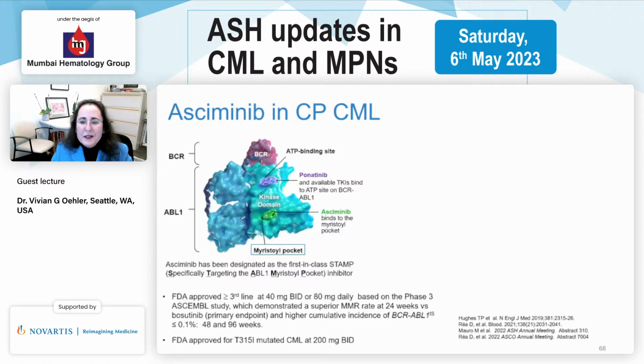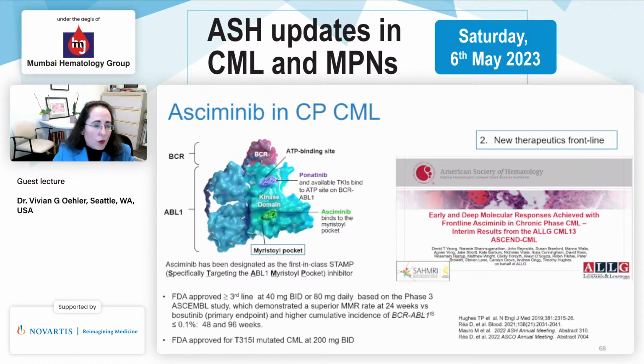So to close this talk, I'd like to briefly talk about some new therapeutics frontline. In the US and the EU, asciminib has been approved in the third line and beyond, and for T315I mutated CML. Asciminib has a novel mechanism of action. As shown in the green, it binds to the myristyl pocket rather than the ATP binding site, which is shown in purple, and thereby inhibits BCR-ABL kinase function.